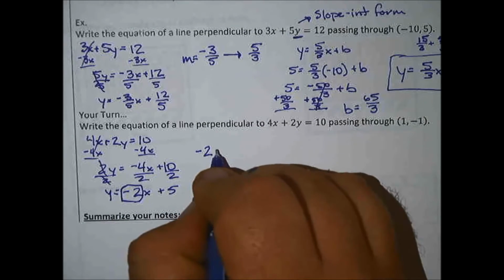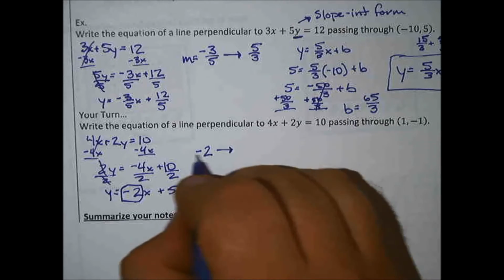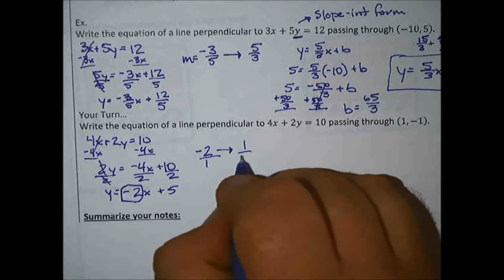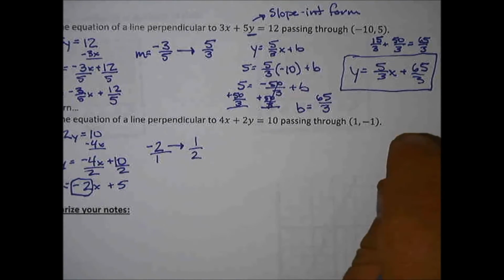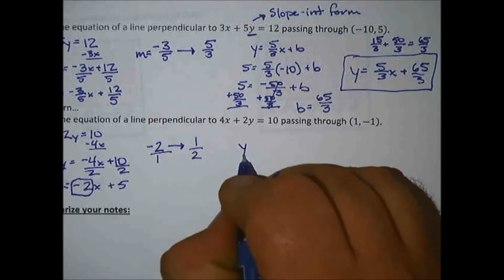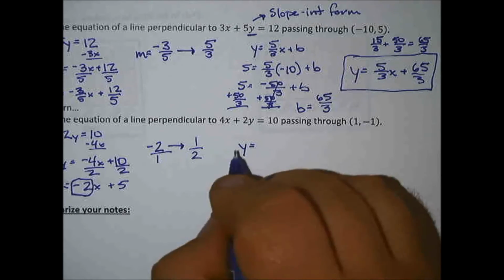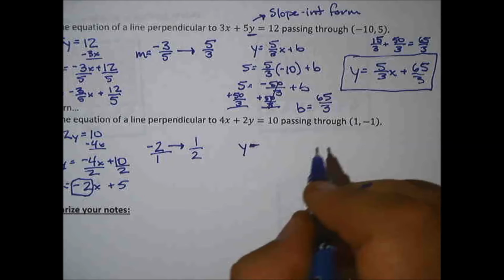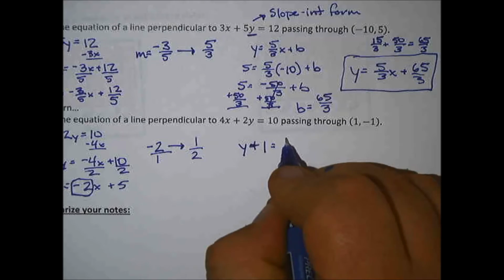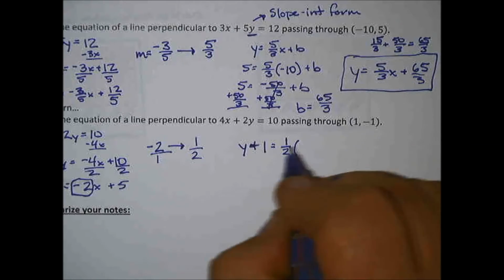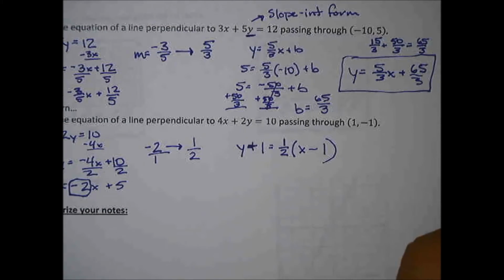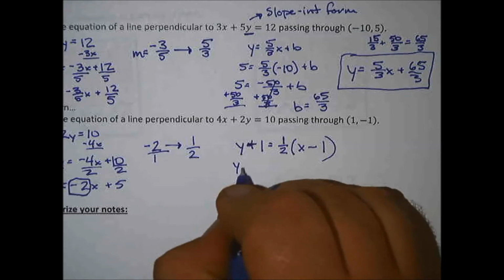So I take negative 2, and I flip it, and I make it the opposite sign. So it's positive, and that was 2 over 1, so I flip that, and it's going to be 1 over 2. All right, let's move over here and use that. I'm going to use method 2. So I'm going to use the opposite of the y coordinate. So y plus 1 equals 1/2 x minus the x coordinate. So I'm still going to have fractions, it looks like, but I think we can handle it.